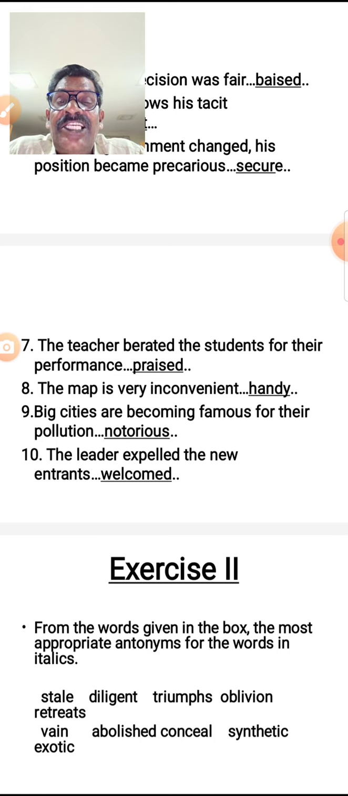The leader expelled the new entrants. Now, for expelled, we have to find out the opposite word or antonym, that is welcomed. The appropriate antonym for expelled is welcomed.